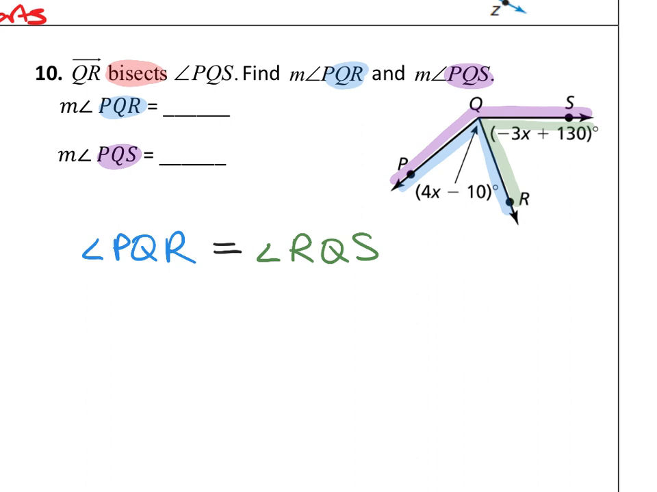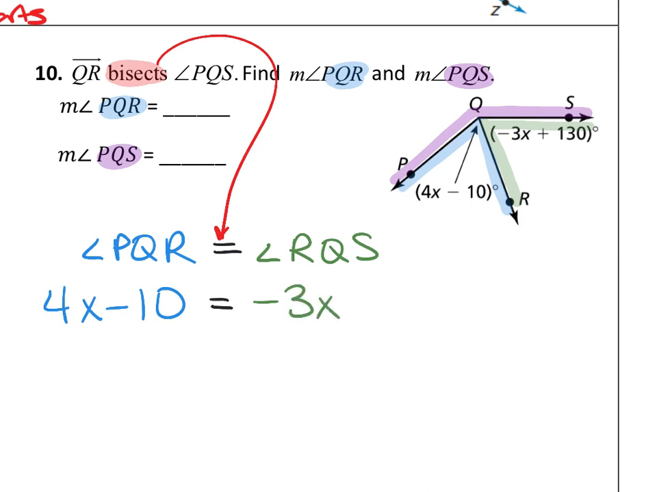In fact, for your notes, I want you to put a little arrow. Bisects means that the two colors are equal. I've written a lot of math in my life. If we fill in what we know, the measurement we know for angle PQR is 4x minus 10, and the measurement we know for RQS is negative 3x plus 130. Again, when there's x's involved, you can lose the degree symbol as long as I get it back at the end. I'm going to allow you to do that.